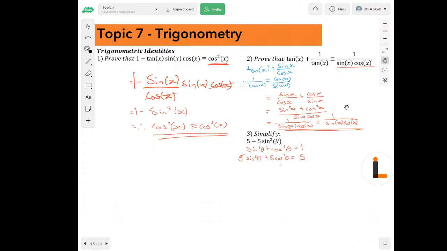we do minus 5 sine squared theta from each side, we can see we get 5 cos squared theta is equal to 5 minus 5 sine squared theta. So actually this up here is just equal to 5 cos squared theta. And that's our answer there. Okay. So I'll give you a moment just to get that copied out.